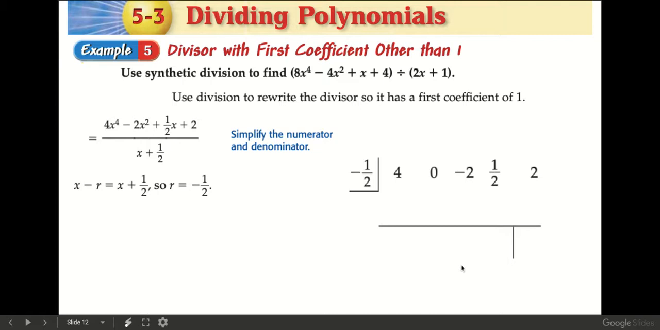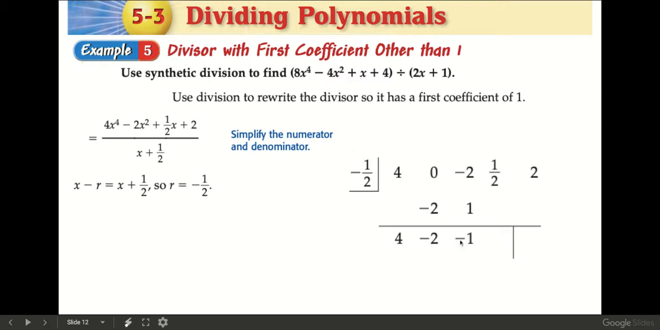And now I'm going to go ahead and start synthetic division, right? I'm going to drop down the 4. Negative 1/2 times 4 is negative 2. And then go ahead and add these. 0 plus negative 2 is negative 2. Negative 1/2 times negative 2, and negative times negative is a positive, 1/2 times 2 is 1. Add these together. Negative 2 plus 1 is negative 1.